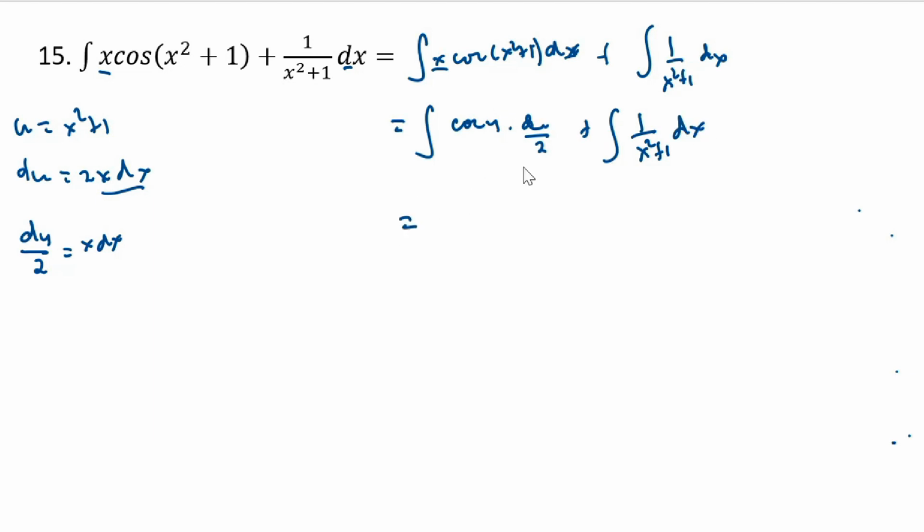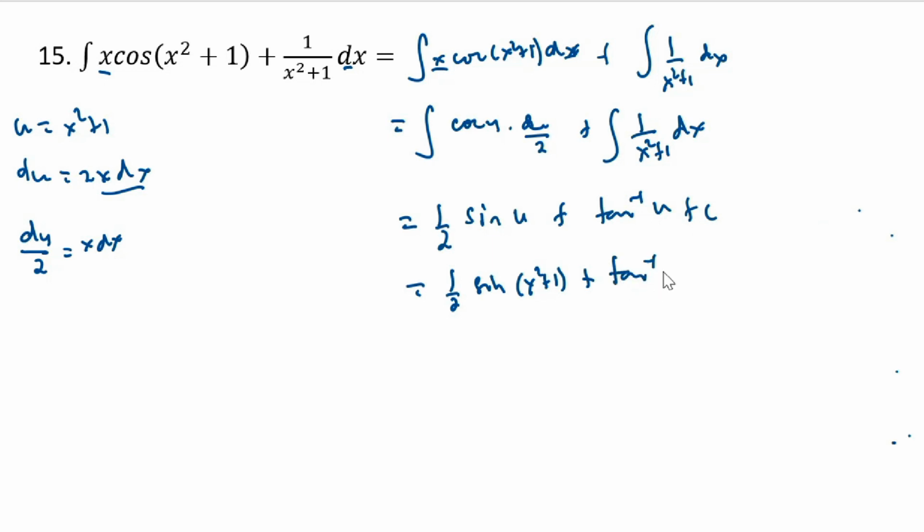So the integration now for the first term will give us 1 half times sine u, plus the integration of the second term, which is arc tangent of u, plus a constant. Replacing now the u, we have 1 half of sine of (x squared plus 1), but the u in the second term is just x. Therefore, arc tangent of x plus a constant.